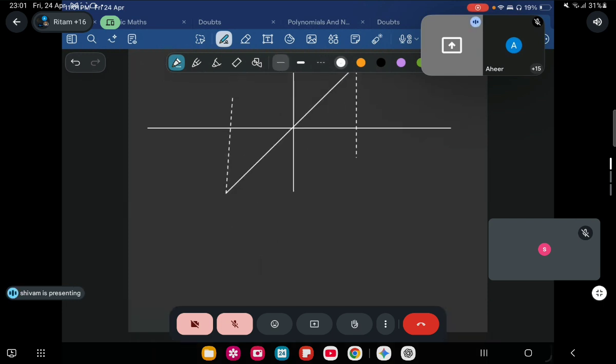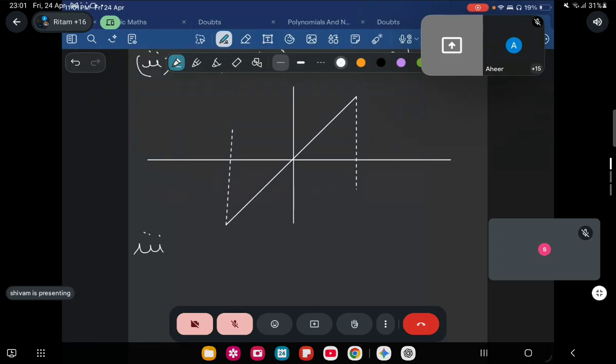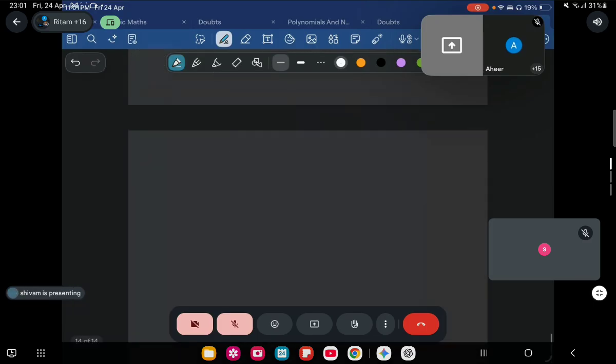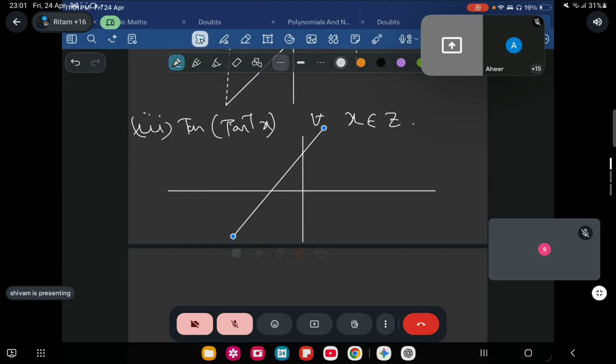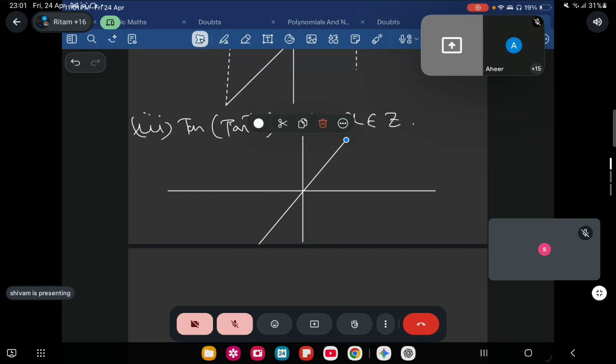So similarly, what is tan of tan inverse x? Tan of tan inverse x for all x belongs to real. Okay. So how will the graph look like? Can I say that tan of tan inverse x and the straight line y equal to x, they both are identical? Can I say this, everyone? Tell me. Okay, next.